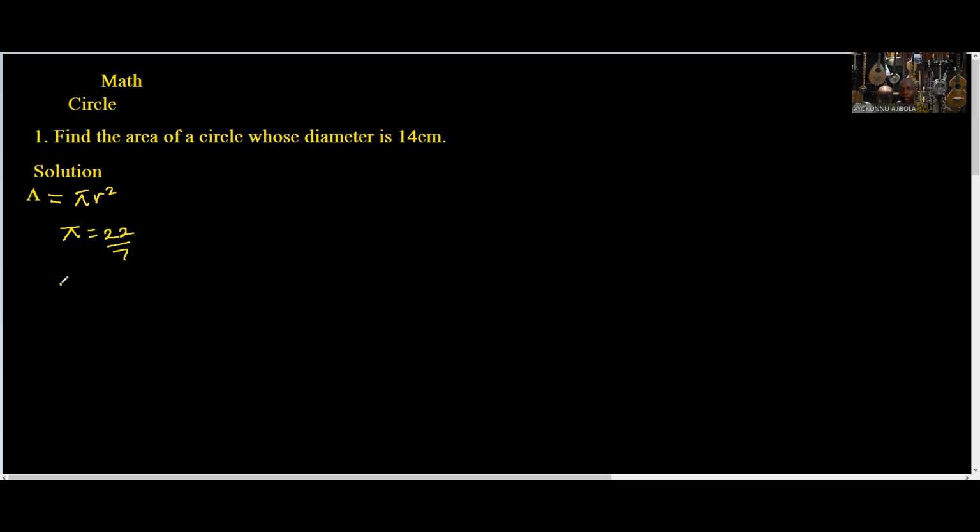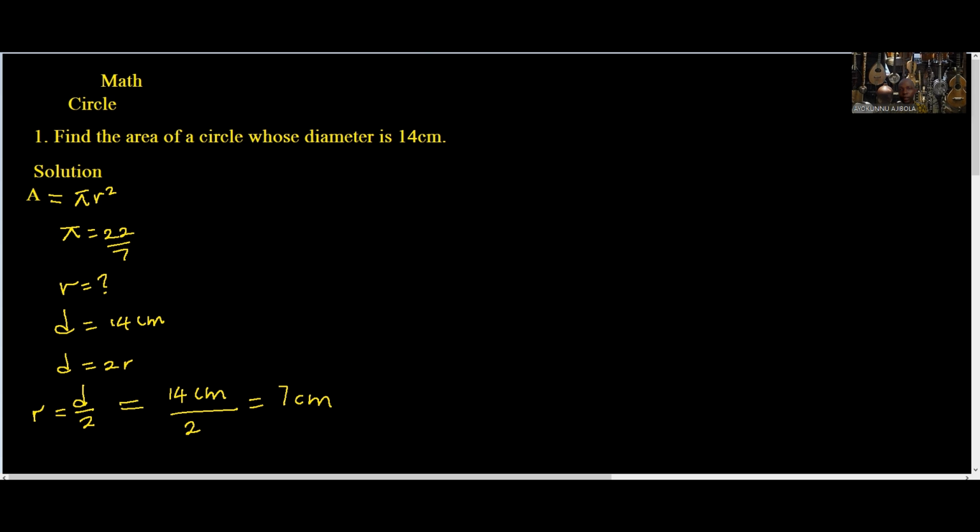And the radius is unknown, but we've been given diameter to be 14 cm. So there's this relation between radius and diameter, that diameter equals twice the radius. That means radius is diameter over 2. Here we have a diameter of 14 cm, and that's going to be divided by 2. That will be 7 cm for the radius.